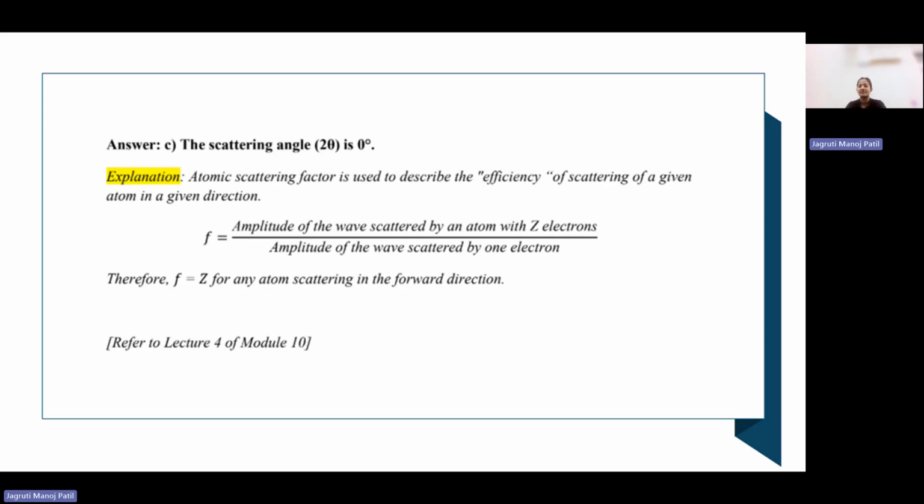When the angle is zero itself, right? Because it's the amplitude of the waves scattered by an atom with Z electrons divided by the amplitude scattered by a single electron. So if both are Z, the angle between them is nothing, so scattering is done in the forward direction. That's basically zero. Okay.